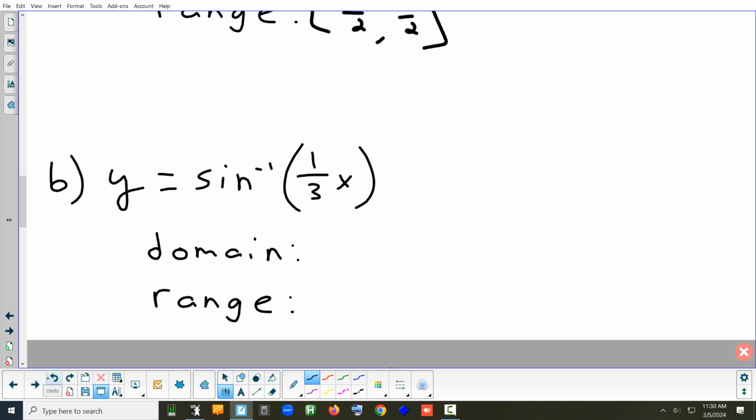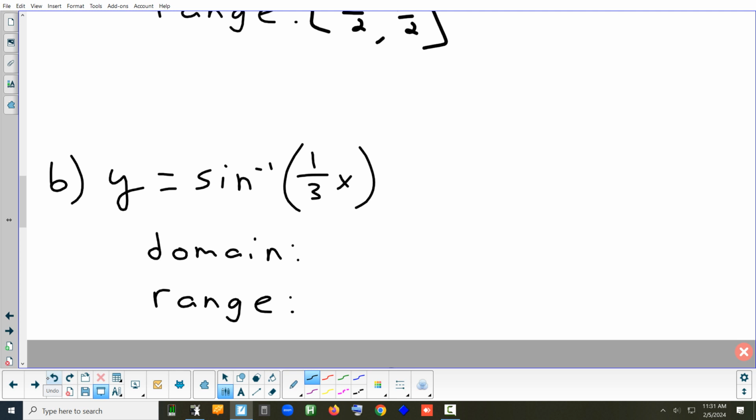All right. How about this one? Inverse sine 1/3 x. So what is the 1/3 doing? Let's start with that. It's going to stretch it out, because if you did 5x, it would make it thinner. If you do 1/1,000,000,000, it would stretch it out and make it wider. So since it's 1/3, it's going to make it wider. It's going to stretch it and not compress it. This is going to stretch it 3 times as much.